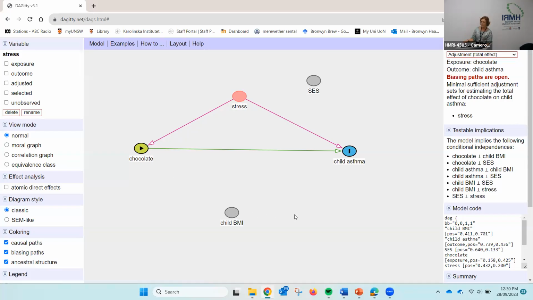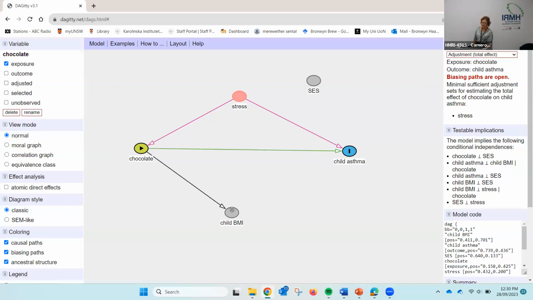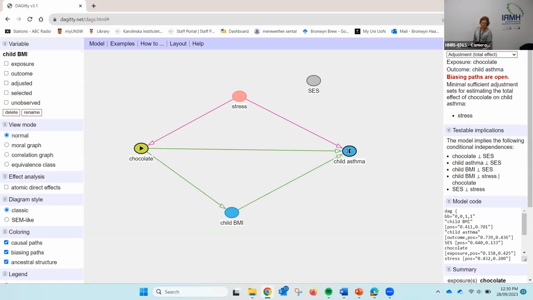Chocolate and child BMI, it's a bit like the birth weight example I gave you. The relationship between chocolate and BMI is going to go in this direction, right? Because if, let's say, she had an excess of chocolate, maybe the child will have a large BMI. And we know that BMI is related to asthma. In this one, this is a causal pathway.